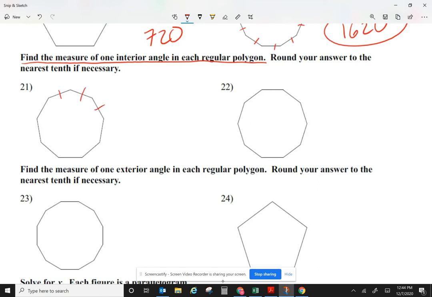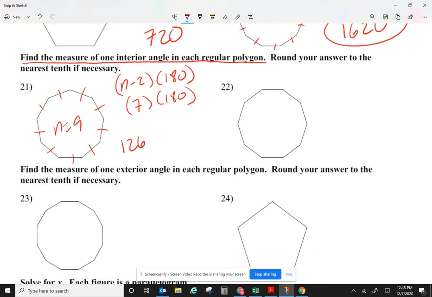I have 1, 2, 3, 4, 5, 6, 7, 8, and 9. There are 9 sides. Now, remember, for me to find out how much all of them add up to, the formula is n minus 2 times 180. So I'm going to go 7 times 180. 7 times 180 is 1,260. This is how much all of them add up to.